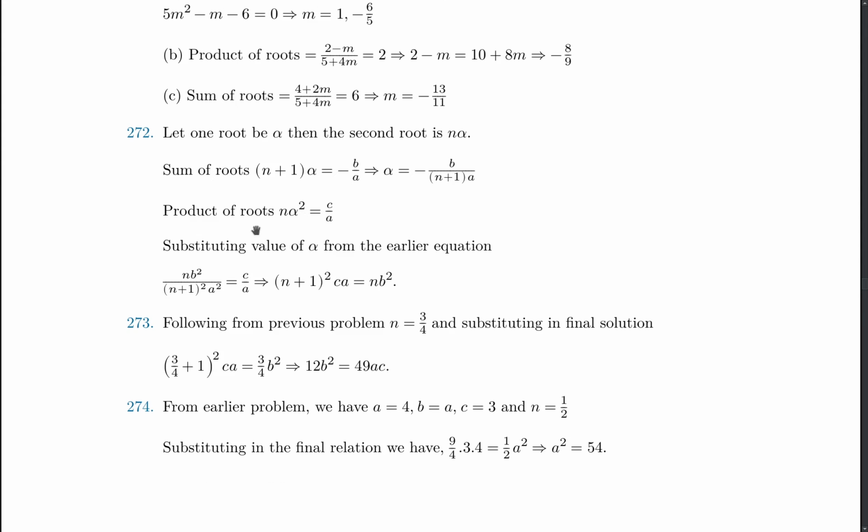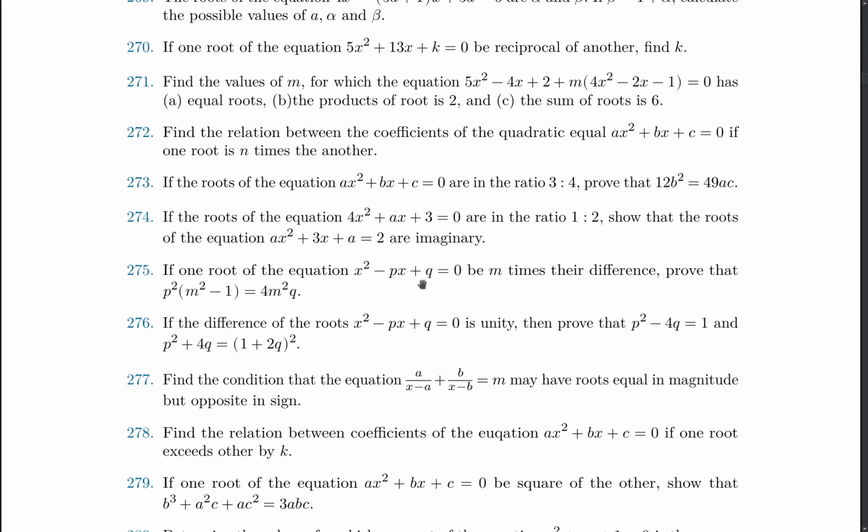Now the product of roots would be c/a. So we plug in the value of alpha from here, and we get nb²/((n + 1)²a²) = c/a. So we get (n + 1)² ca = nb². So that is the relation between the coefficients of the quadratic equation.